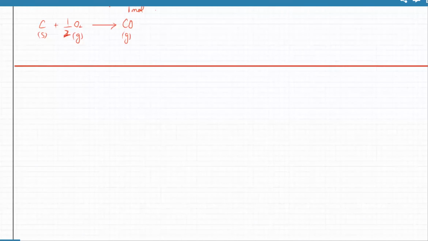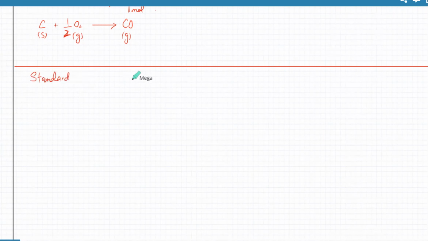So from its constituent elements. Now, what we are going to do is other definitions. The second one is standard enthalpy change of combustion. So that is standard. Standard means room temperature. Enthalpy change of combustion.